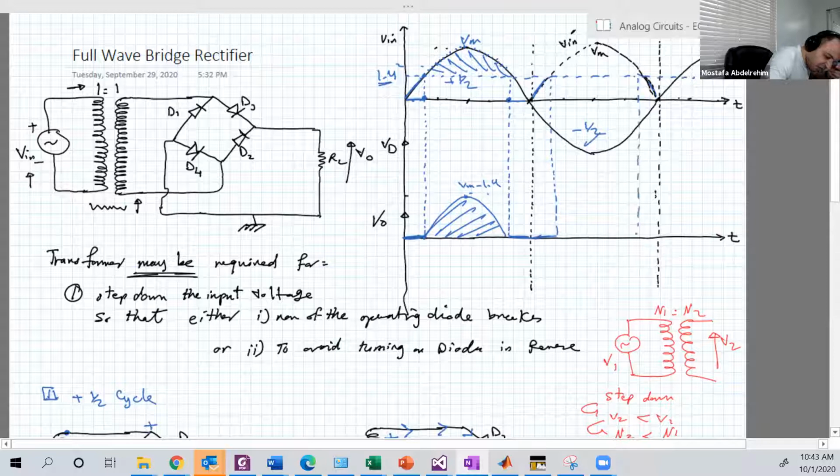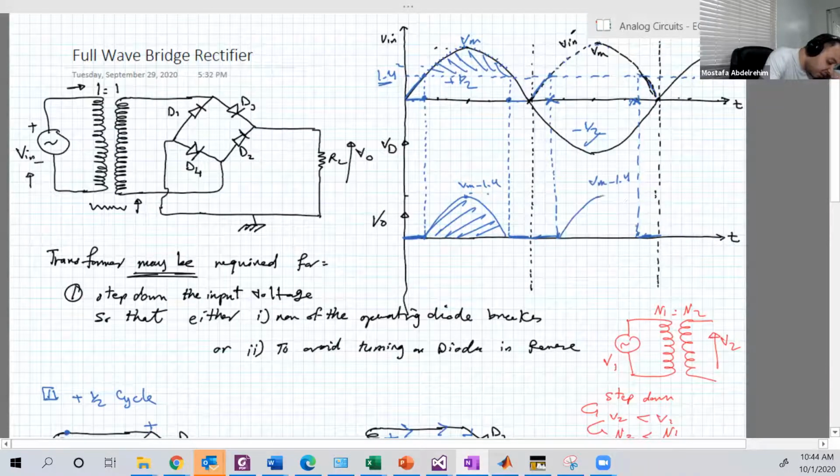I'm sorry, it looks ugly, but that's fine. Now, when V input dash is larger than 1.4, in that region from here to here, VO is equal to V input dash minus 1.4. So take any point and just subtract 1.4. So this is 1.4 minus 1.4 will be 0. This is 1.4 minus 1.4 also 0. This is V max minus 1.4, so it will be V max minus 1.4.